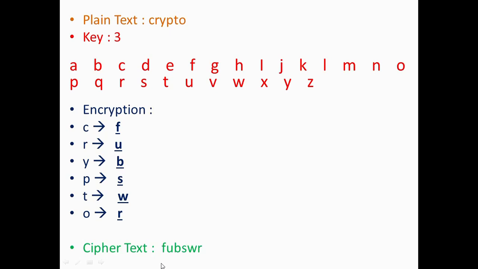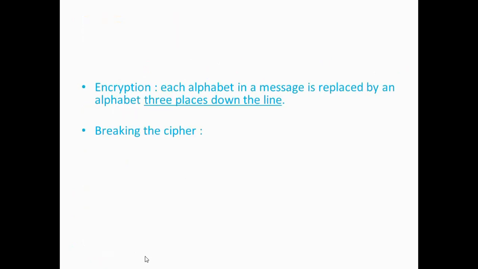So this text is non-readable. Even if someone receives it, one cannot get its meaning. So this is called a cipher text. So what is cipher text? The text that you obtain after encrypting the plain text. Now we have seen that the encryption is done by replacing the alphabet by the alphabet which is 3 letters down.